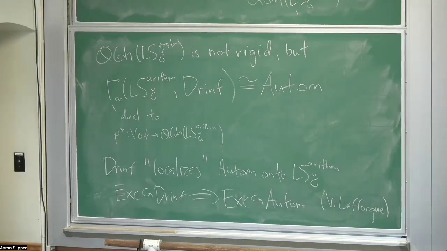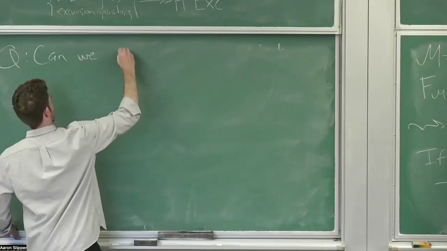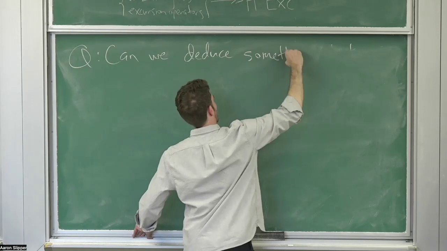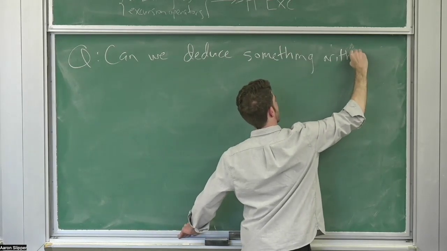Okay, and then finally, the last thing I want to say is how to deduce something arithmetic from restricted Langlands.